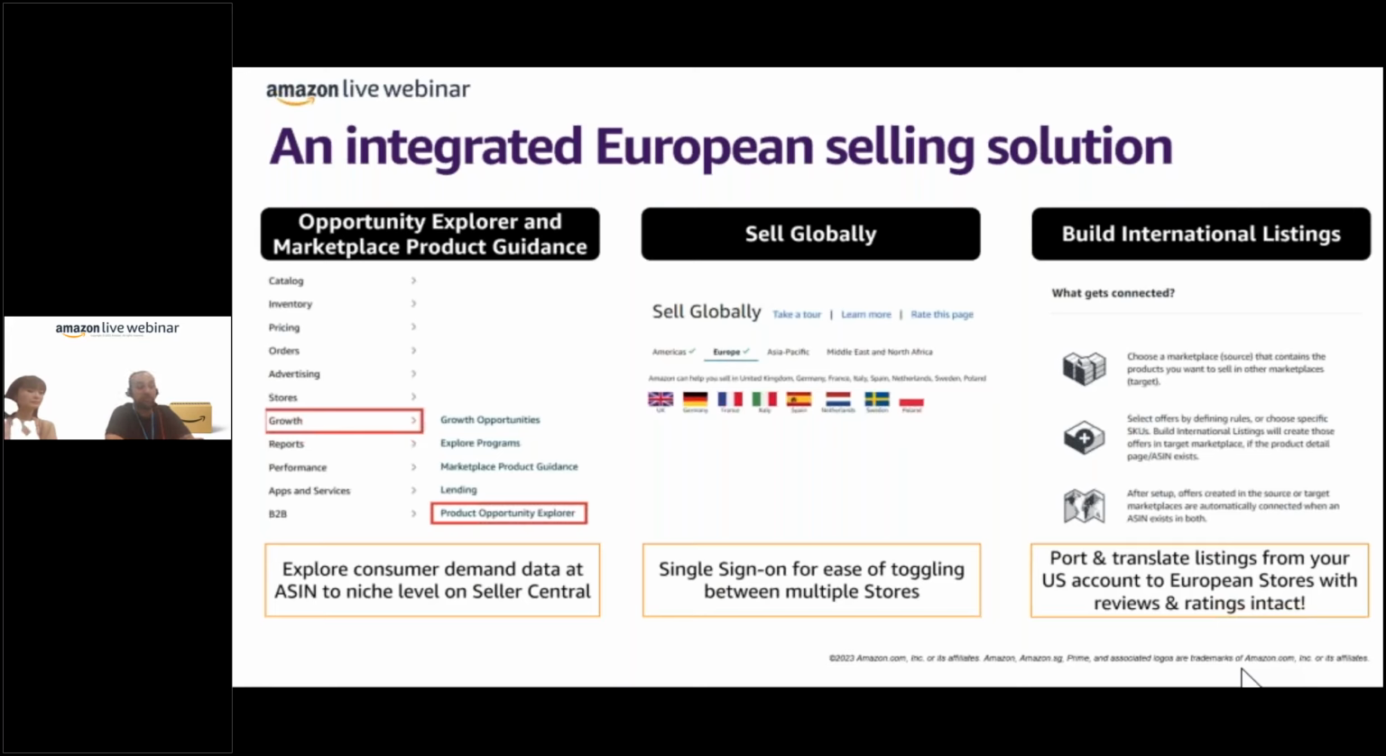So you're able to create offers from a source store to a target store where this ASIN already exists, where your reviews and ratings will then be ported over. BIL synchronizes the offer prices in the target store based on the price you set in the source store and your price rules.